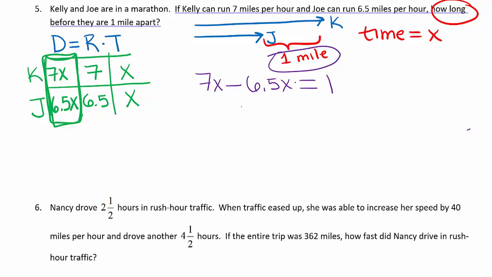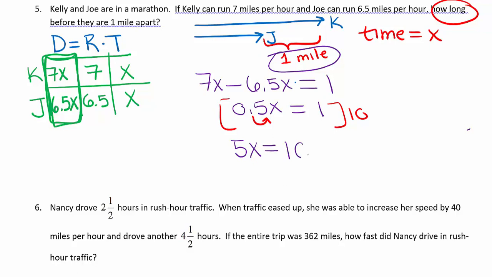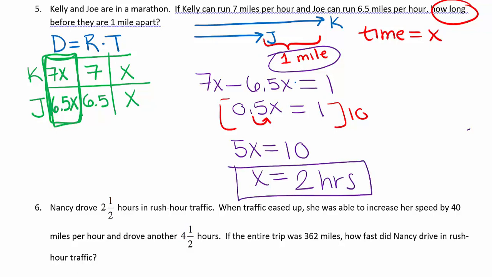Now to solve this equation, I'm going to combine like terms. I get 0.5x equals 1. And then I think I'm going to clear the decimals. I can do that by multiplying by 10, which is the same thing as moving the decimal one place to the right. That gives me 5x equals 10, or if I divide both sides by 5, x equals 2. And that's my answer. I'm just looking for that time. So it sounds like in 2 hours, they will be 1 mile apart.